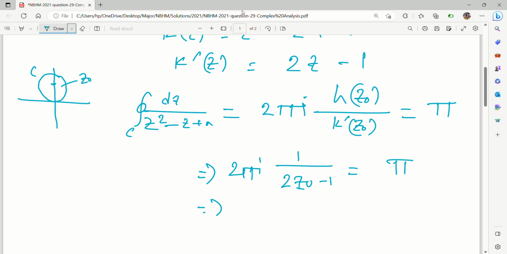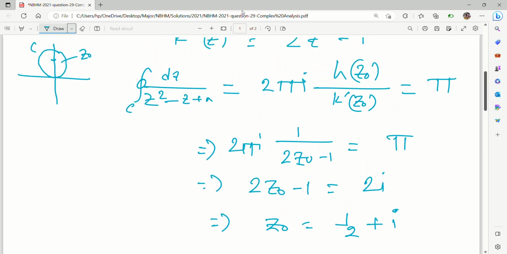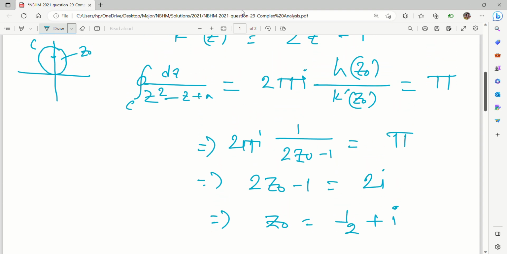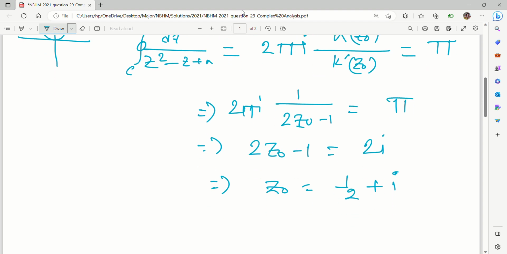This implies, so pi and pi get cancelled, and what we have is 2z0 minus 1 equals 2 times i, right? This implies z0 equals 1 upon 2 plus i. Okay, so what does that mean? This z0, 1 upon 2 plus i, is a solution.